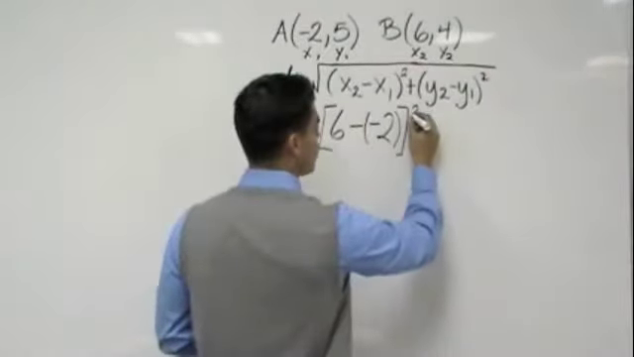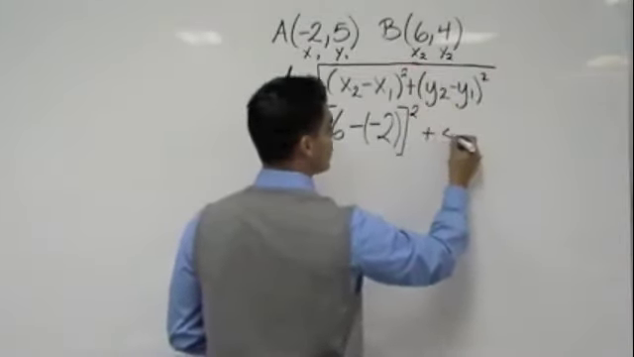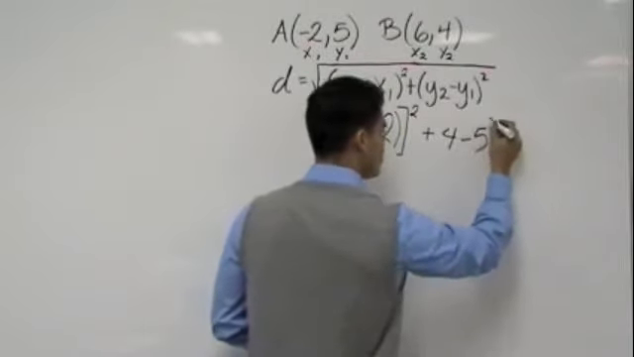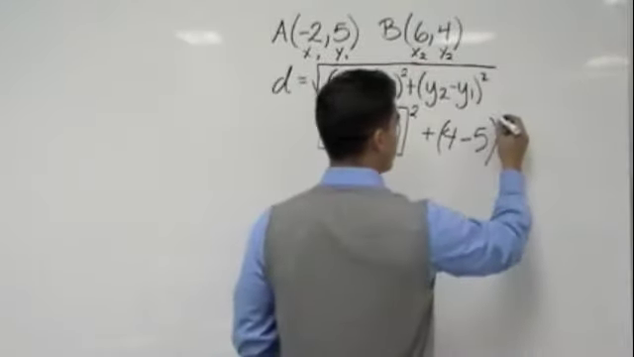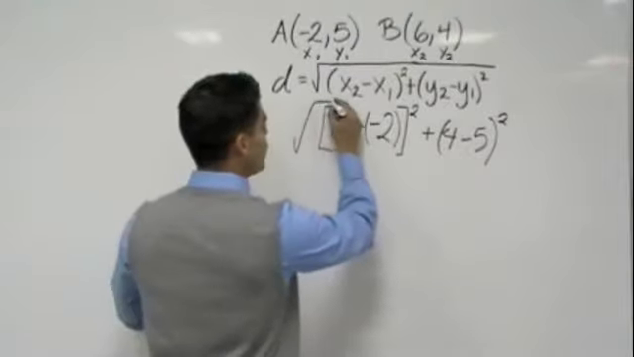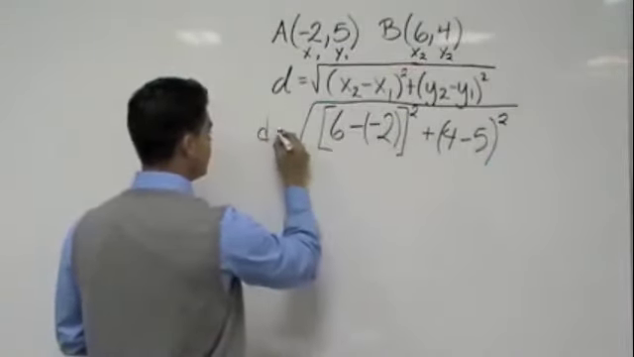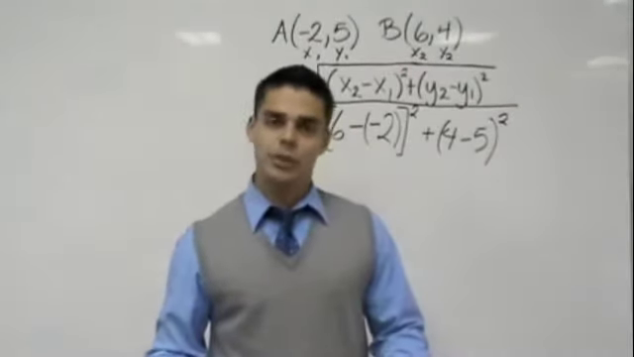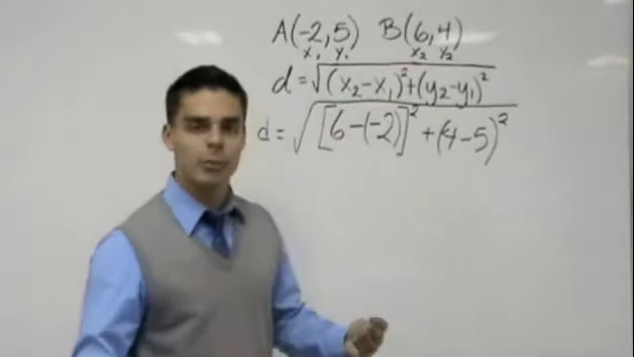Make sure you bring that squared plus y2 is going to be 4 minus y1, which is 5. Now we can just use parentheses because we don't have any other parentheses inside. And I square that. And I always got to remember to put the square root over the whole problem, and bring down my d. Wow. Just that step alone seemed like a lot of work. But it's really just a matter of substituting. Now we just got to work out simple math.